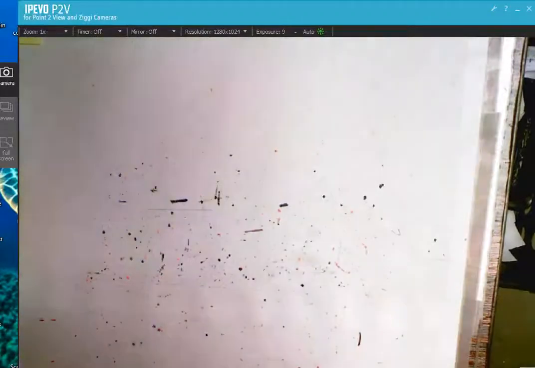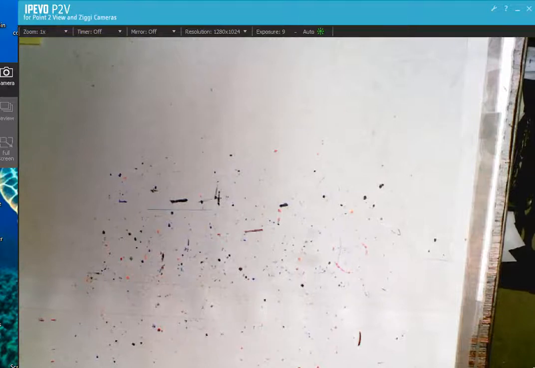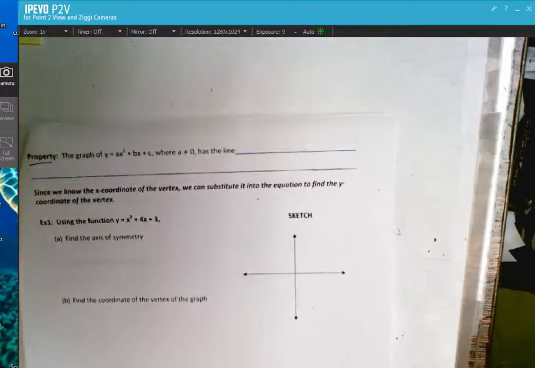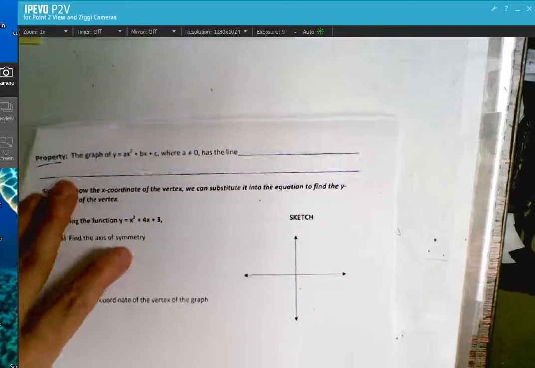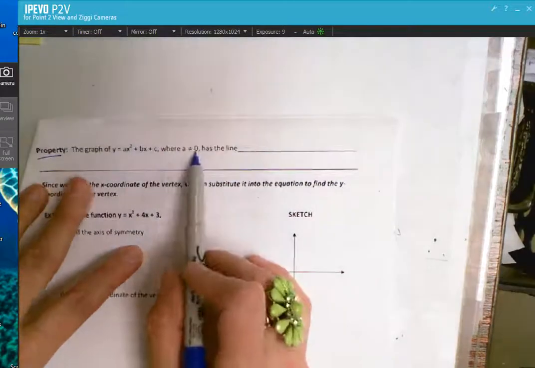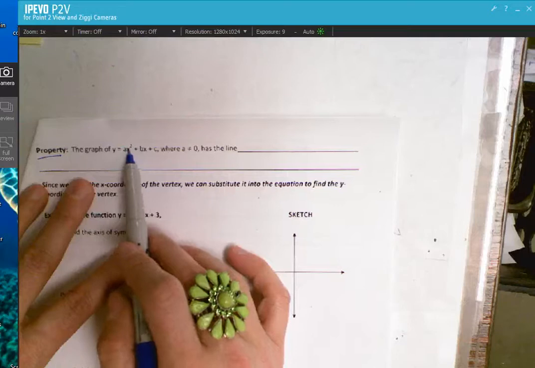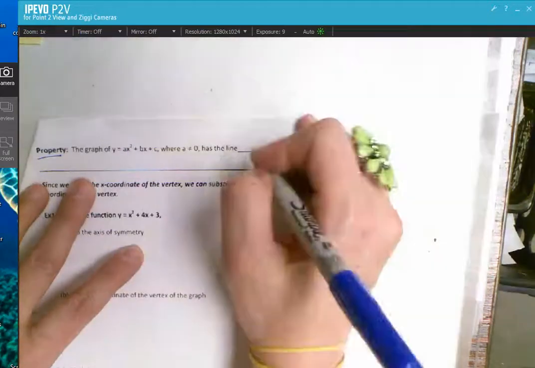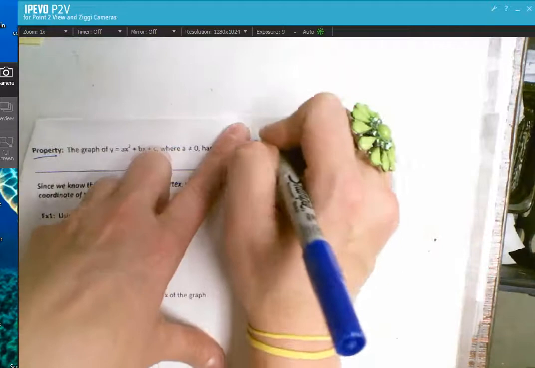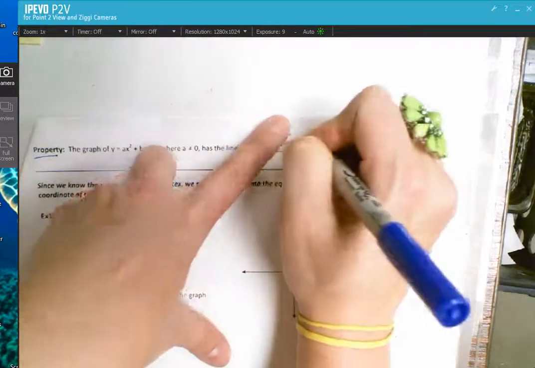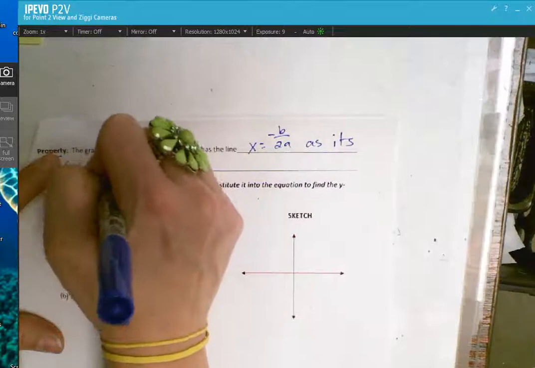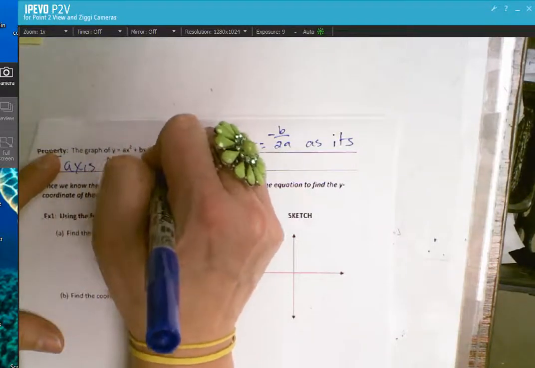Okay, so anytime we have a quadratic equation now, we can find the axis of symmetry. The specific property reads as the graph of y equals ax squared plus bx plus c, where a cannot be 0, because if that's 0, it cancels out and I end up back at a linear equation, has the line x equals negative b over 2a as its axis of symmetry.